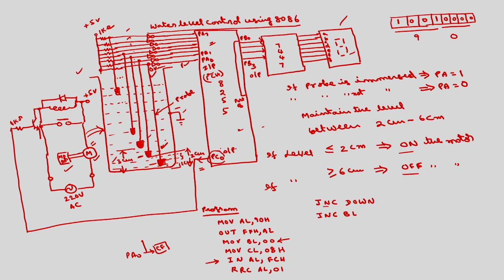Similarly, you have to check for PA1, if it is also 1, 2 centimeters. PA2 is also 1, 3 centimeters and so on. So we are incrementing the BL, otherwise you have to go to the next down. At the down, without incrementing the BL, I have to go for the next rotation. So you have to decrement CL by 1, DEC CL, JNZ up. So how to check the next probe? Again you have to rotate by one more bit.